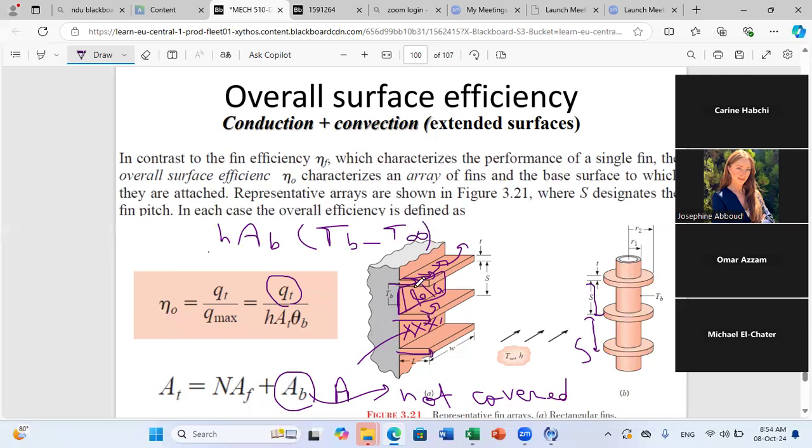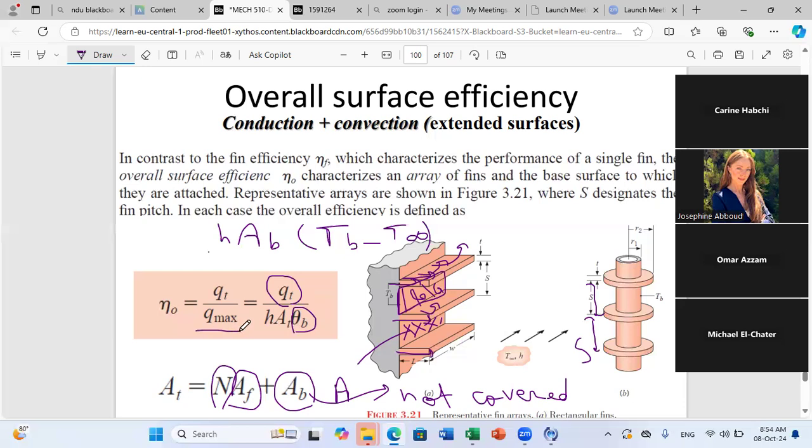While for the fins, you have several fins, so each one will do convection. So you should consider that the total area through which we have convection is the area of the base not covered by fins, plus the number of fins times the frontal area of each fin. So this is how you calculate the total area. Now, the maximum possible exchange of heat is if the total area is at T base, because delta T will be maximum.